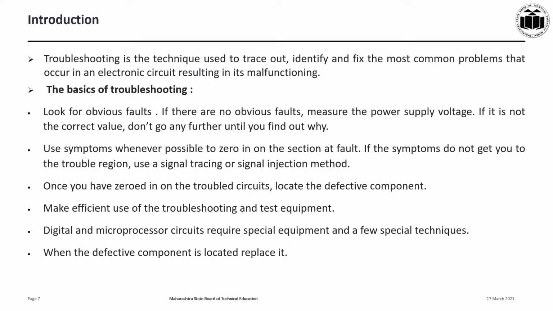Assume that you are able to zero in on a section of fault using the symptoms. Once you have zeroed in on the section of circuit or system which is causing the fault, locate the defective components. Make efficient use of troubleshooting and testing equipment available in the laboratories. You may use CROs, logic analyzers, tracing probes, etc. Digital and microprocessor circuits require special equipment and a few special techniques. When the defective component is located, just replace it. So these are the basics of troubleshooting.